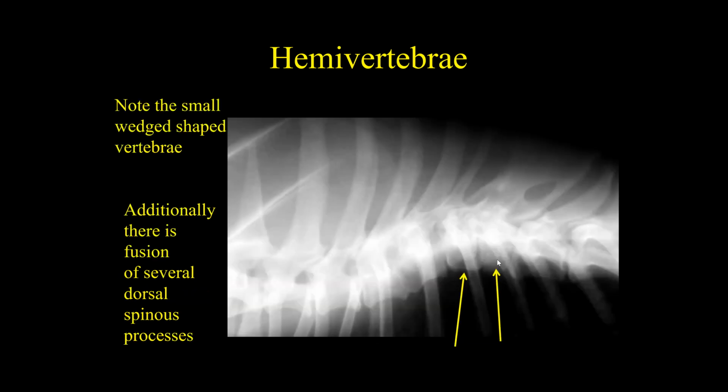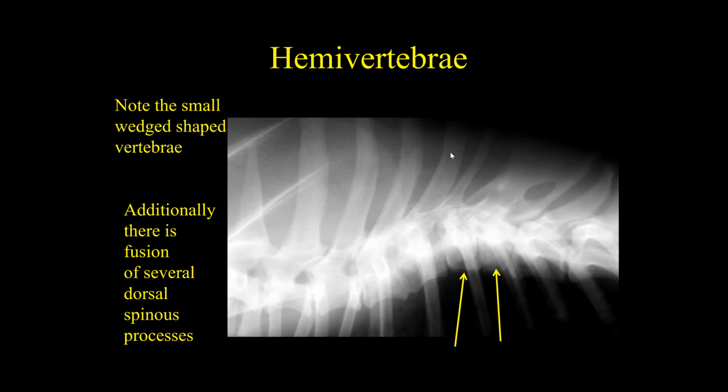Okay, here's two in a row. So here's a hemivertebrae here. Here's another one here. See how these are shorter in length than the other ones? And notice that there's also kind of a dorsal deviation of the spine in that same area.